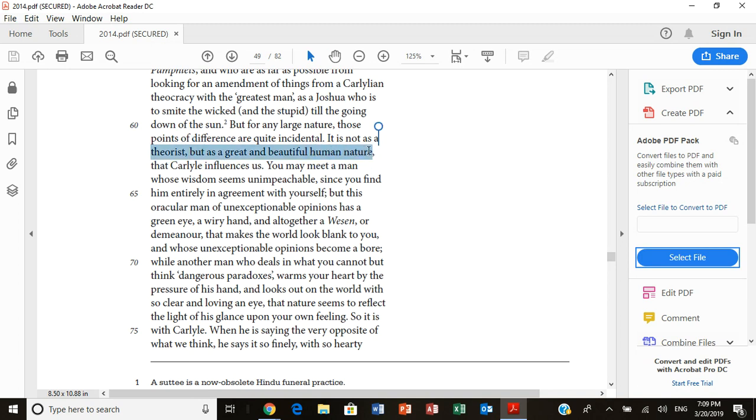But as a great and beautiful human nature that Carlyle influences us. Okay, so it's not so much in his specifics, but in his overall abilities, overall influences. You may meet a man whose wisdom seems unimpeachable, that is, unable to be questioned, since you find him entirely in agreement with yourself. Okay, and so she's speculating, she's putting a hypothetical here. You might meet somebody who you agree with and you think, okay, all of his ideas are like mine.